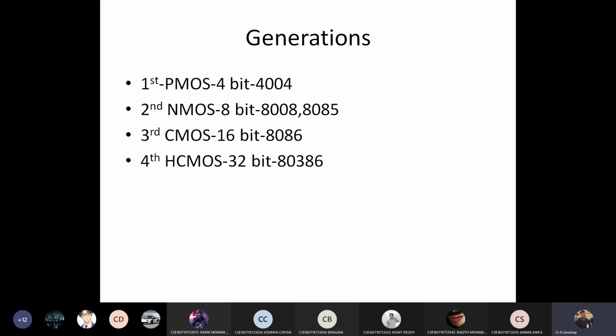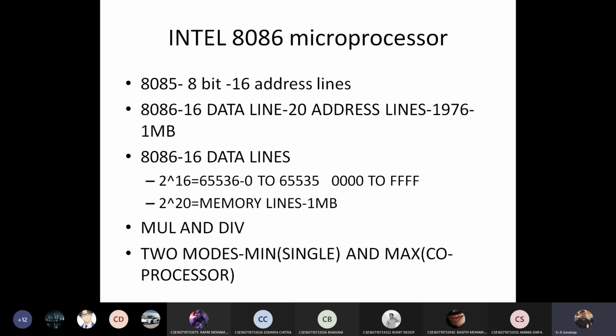And next one, what are the various types of generations of microprocessors based on the various technologies? Based on the various technologies, we have 4 generations: first, second, third, fourth. And the technologies used in the particular generations are PMOS, NMOS, CMOS and HMOS. Okay, so these are the various generations of the microprocessor. And we are coming to the Intel 8086 microprocessor.